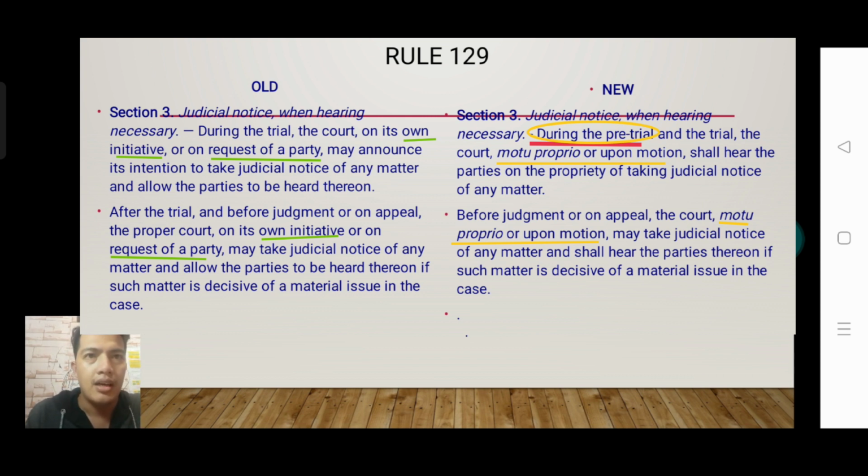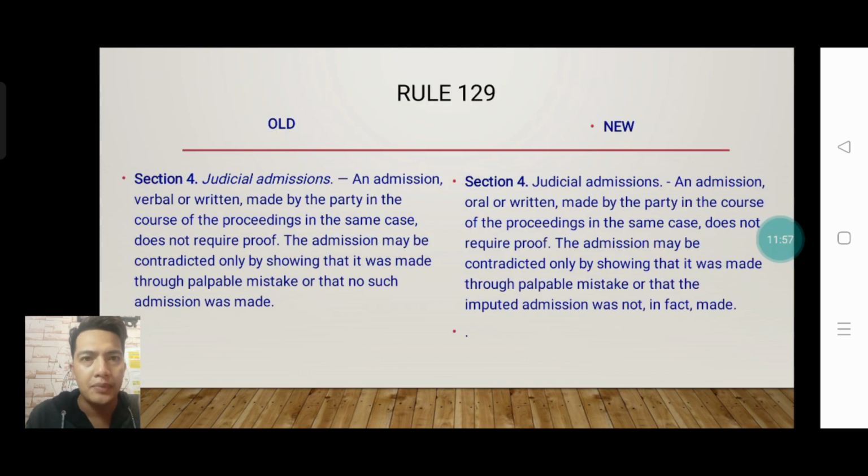So, let us proceed. Section 4 of the same rule, Rule 129, judicial admissions.